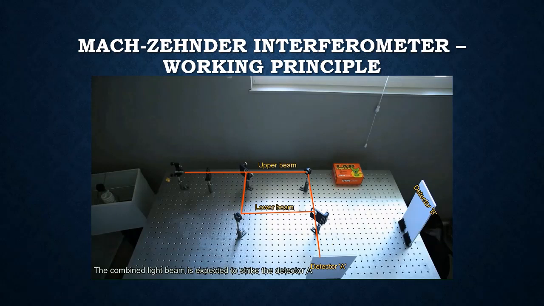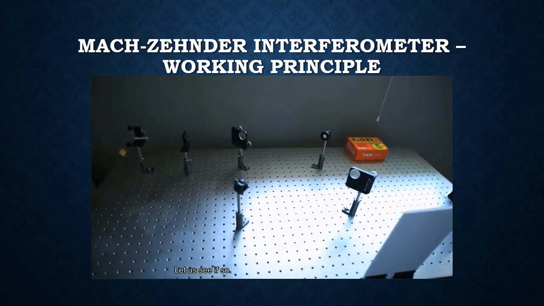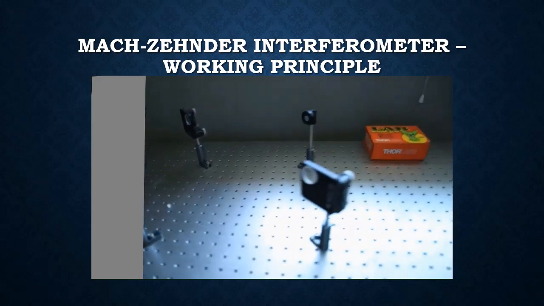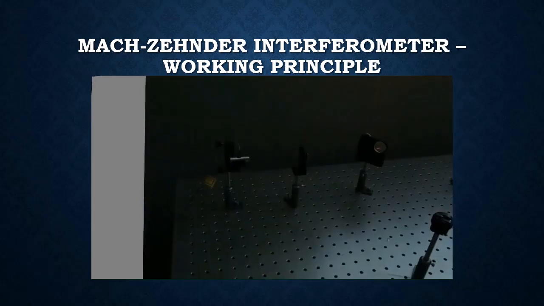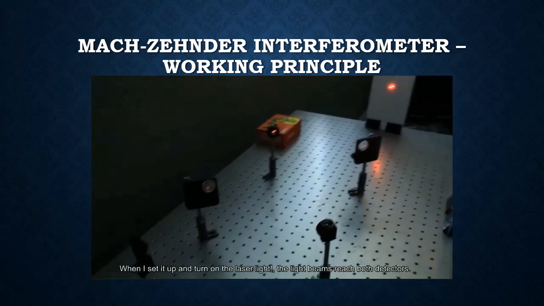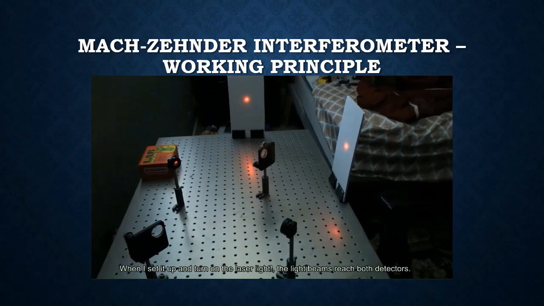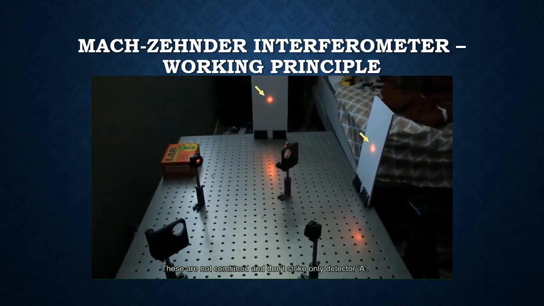The combined light beam is expected to strike the detector A. That's the case. So let us see how we are operating the laser. A 650 nanometer wavelength laser is operated, and then we have detector A and detector B.